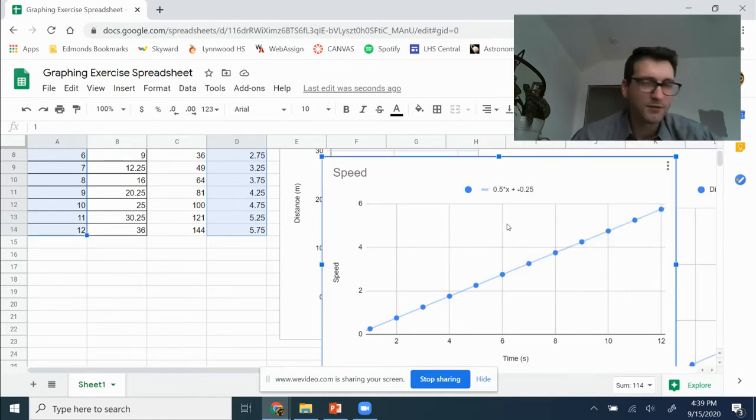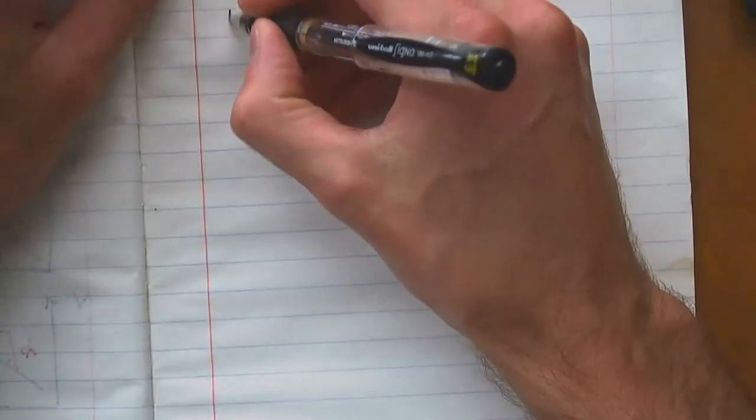I'm going to jump over and do a couple of things on paper for you, and then we'll come back and conclude some of the answers here. Okay, so for part 2 of this, I want to talk about what each of these graphs means. You have 3 graphs that we've gotten so far.